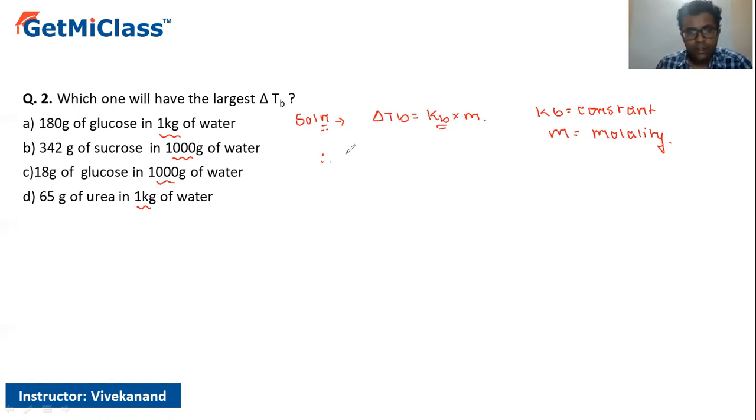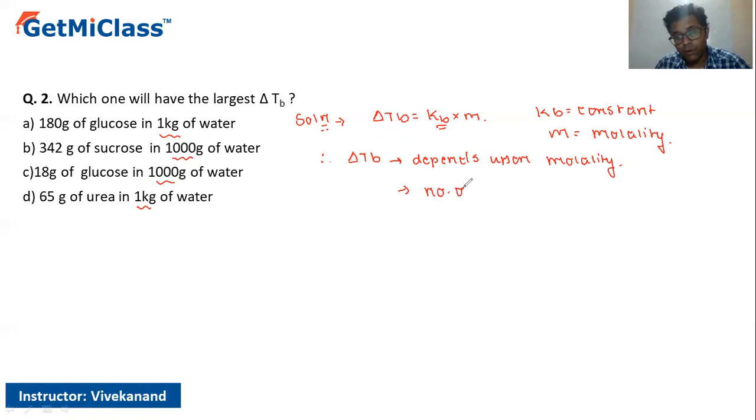Now, can we say that delta TB directly depends upon the molality? In the molality, again, the solvent remains constant. That means it depends upon the number of moles. So if we observe these particular cases, we need to find the number of moles precisely.